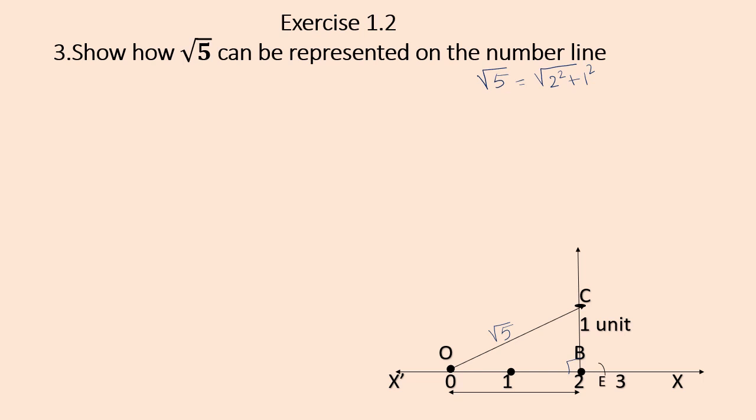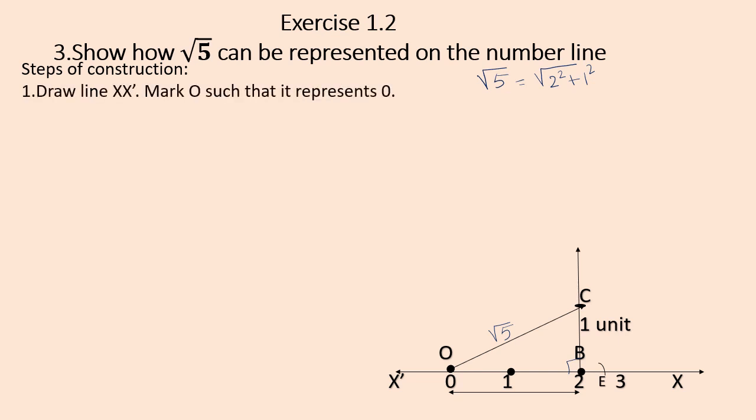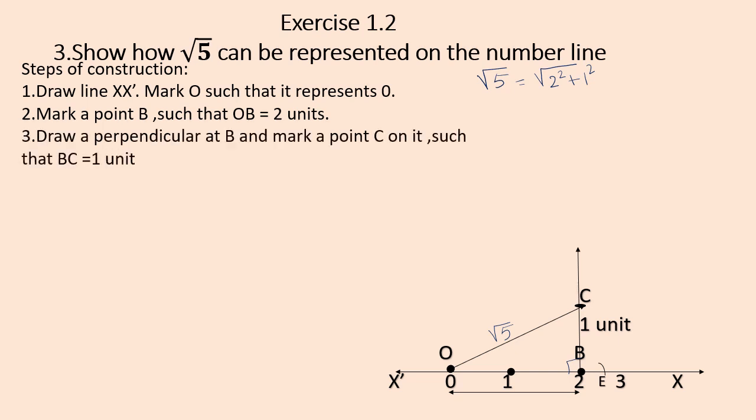We can move to the steps of construction, whether it is asked or not. If any construction is given, you have to write the steps of construction. You can write it in your own words. Whatever things you are doing, step by step you have to write it. That is the first step. Draw line xx dash, mark O such that it represents 0. Mark a point B such that OB equal to 2 units. Draw a perpendicular at B and mark a point C on it such that BC equal to 1 unit.